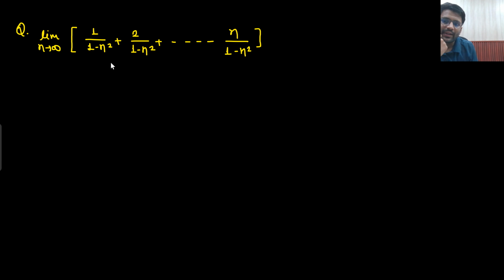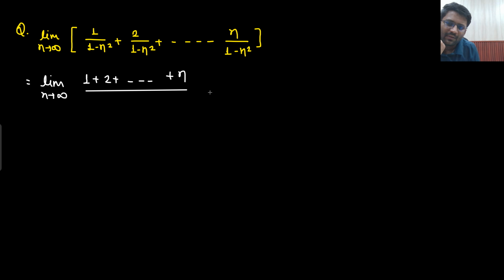Denominator is same, no? So can I write it down in this manner? Limit n tending to infinity, (1 plus 2 plus dot dot n) divided by (1 minus n square). So what is the value of 1 plus 2 plus 3, 4 till n? What is the value of that? n into (n plus 1) by 2. I hope you know it.